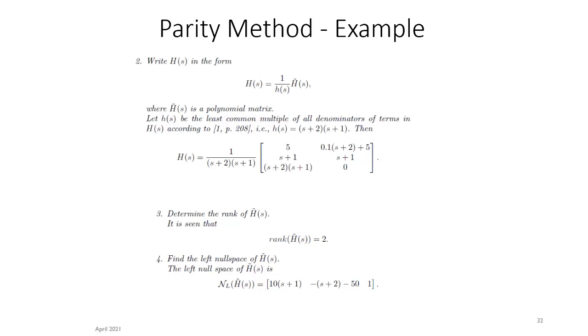Because you have 3 rows and 2 columns, the rank is 2, but you have 3 rows. Therefore, you have a left null space because you have more rows, like the example I showed you at the beginning. Yeah, thanks. No problem. Any other question?